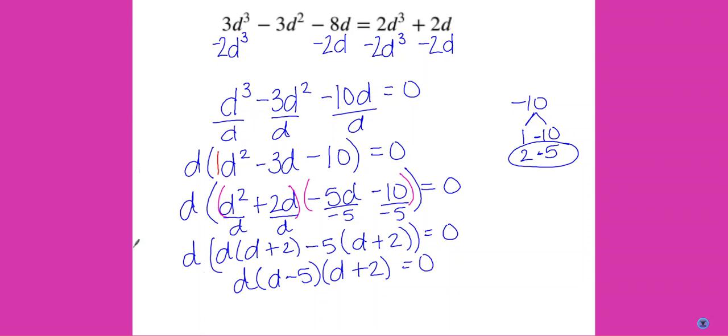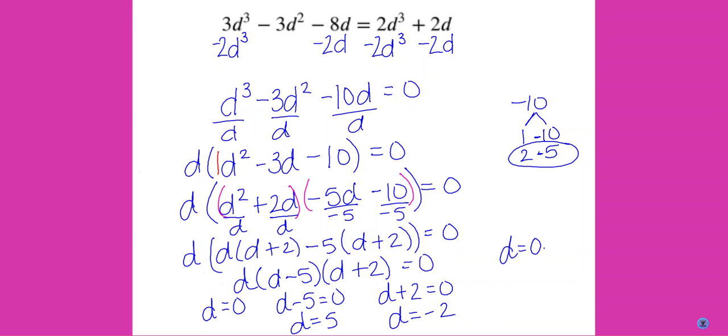So this time, I have 3 things being multiplied together. That means d could equal 0, d minus 5 could equal 0, or d plus 2 could equal 0. When I solve these, I get that d could equal 0, 5, or negative 2. And again, I could write that as a list in curly brackets as well.